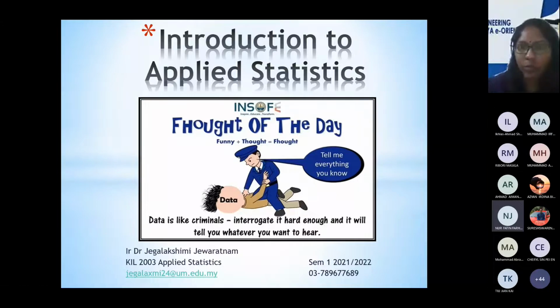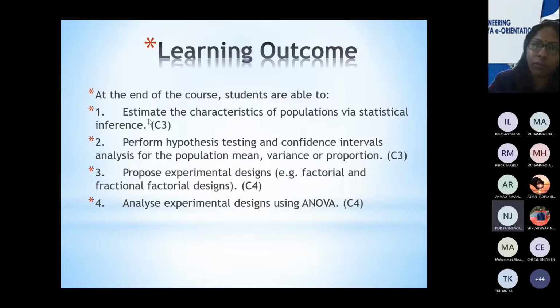Okay, so this is your learning outcome. The first few weeks we'll be looking at estimating the characteristics of a population via statistical inference. Okay, so there are just two: we have descriptive and inferential statistics. So you're expected to know how to estimate the characteristics. These are the basic calculations of statistics, and you get an idea of what the characteristics mean.